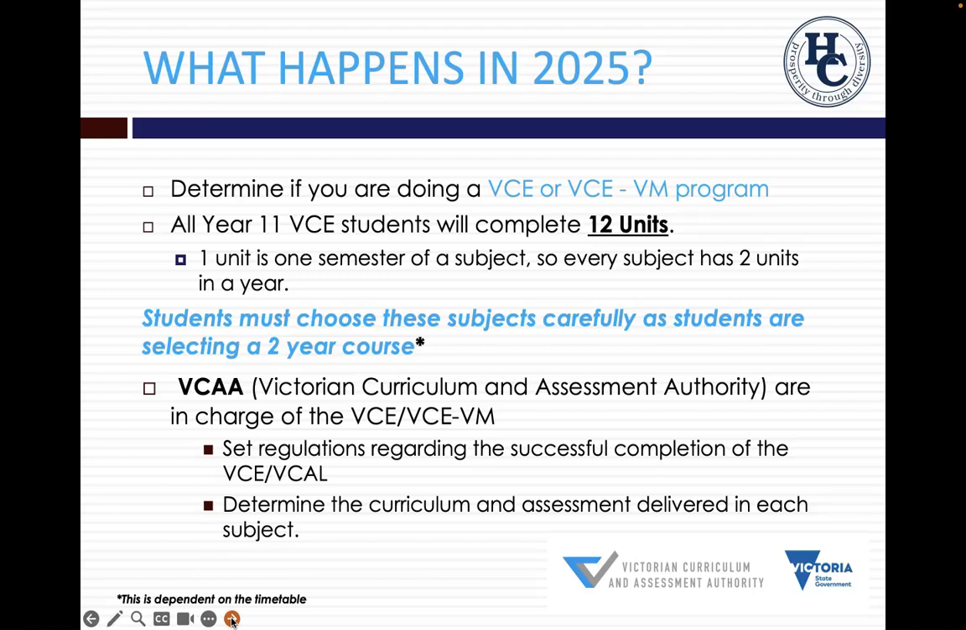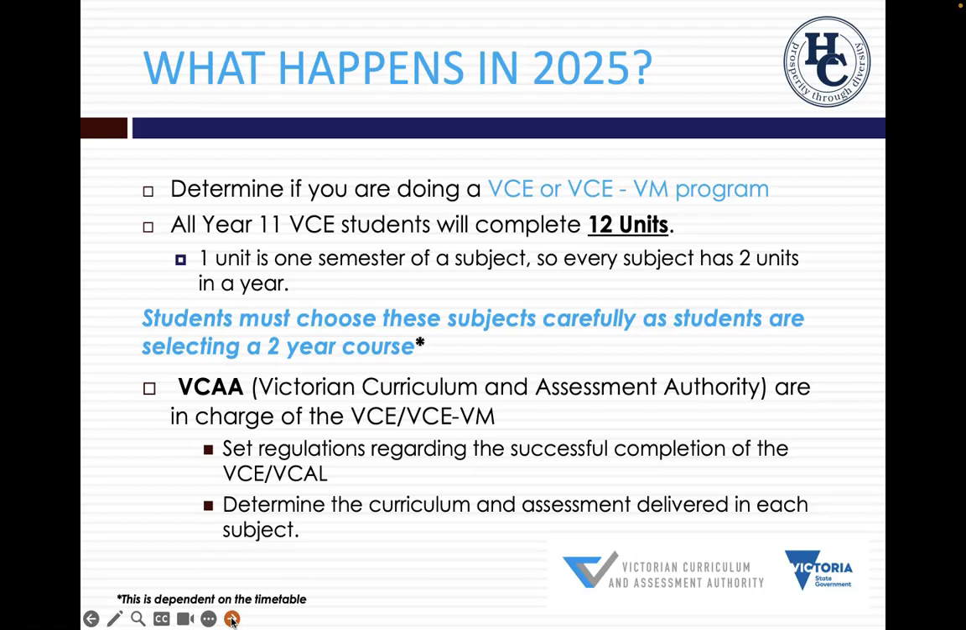So looking ahead to what's going to happen for you in 2025, the most important decision that you will be making across your senior secondary education is to determine if you're going to do a VCE or a VCE VM program. Now, regardless of which of these two programs you select, and we'll explain a lot more about the differences in the two throughout this presentation, you need to be clear that all of our Year 11 students will be completing a series of 12 units across their Year 11 year.